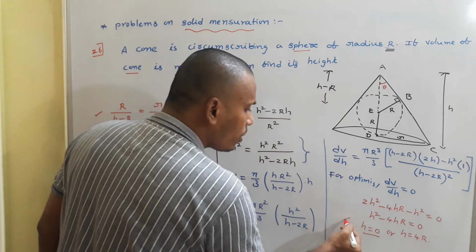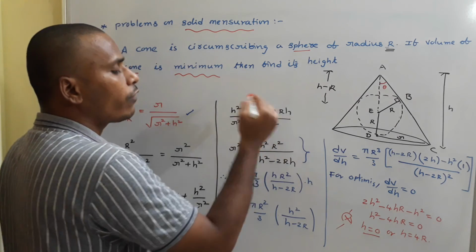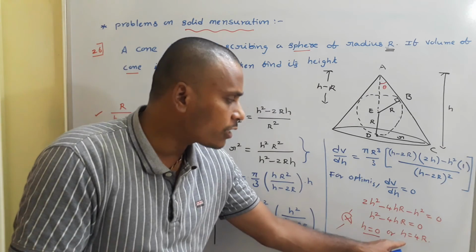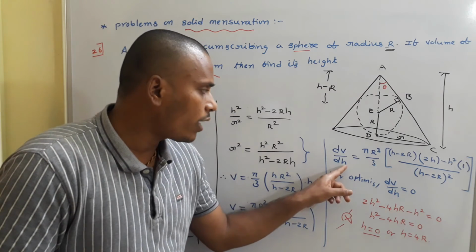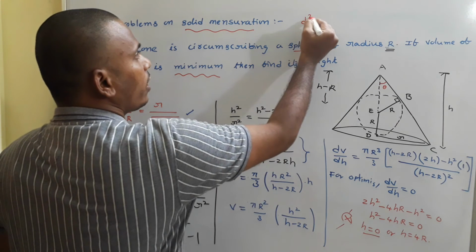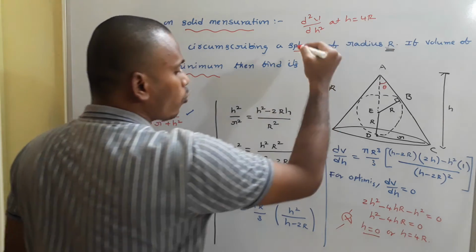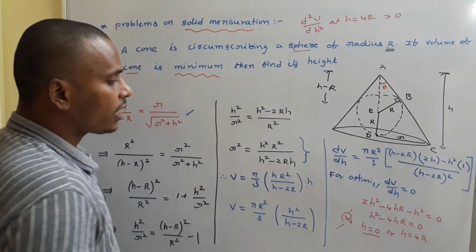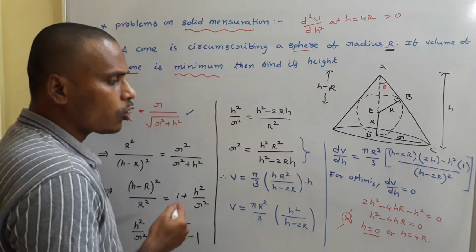See, h is equals to 0 means no cone is possible in this case. At h is equals to 4r, cone is possible, and for sure at that position volume of the cone is minimum. Okay, if you wish to check whether it is minimum or not, there is a chance for us: second derivative test. You just calculate second derivative of this volume, d square v by dh square, at h is equals to 4r. If you calculate this, you will get this particular value as greater than 0. It conveys that at h is equals to 4r, volume is minimum. But actually I am just avoiding this part, no problem.